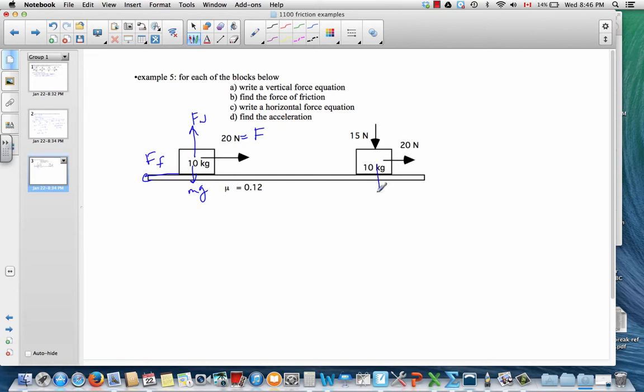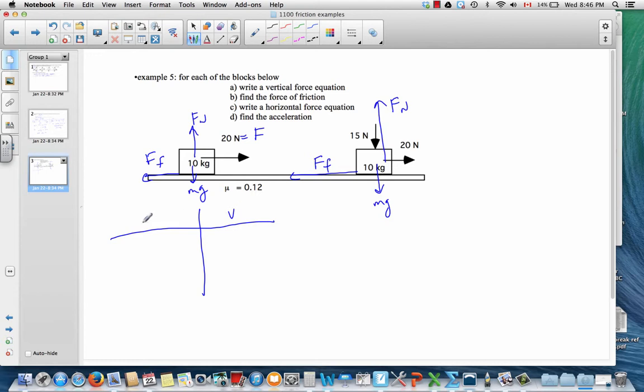Now, in the second case where we're pushing downwards, we expect that the normal force is going to get bigger, and therefore the friction force is going to get bigger. So we'll draw those on accordingly. Alright, so for each block, let's start with this one. Let's analyze the vertical forces. So I'll draw a little T-chart here.